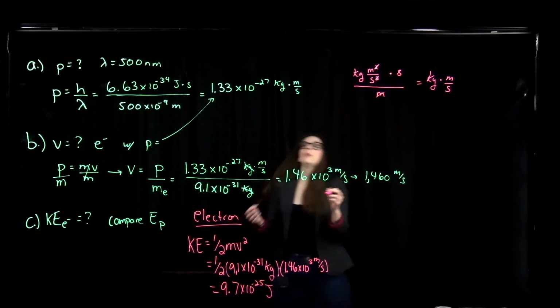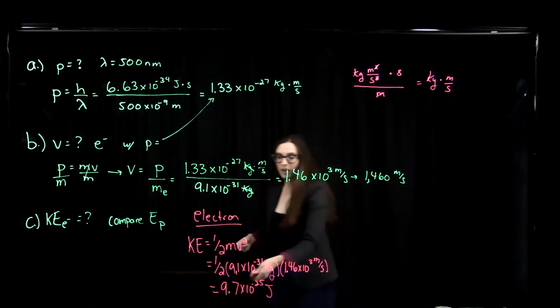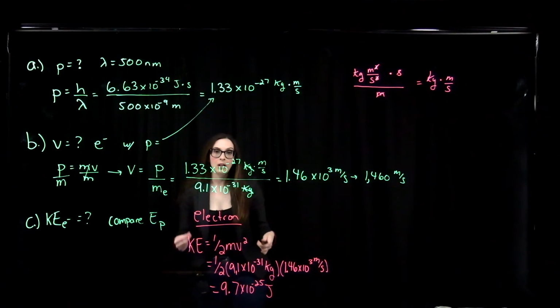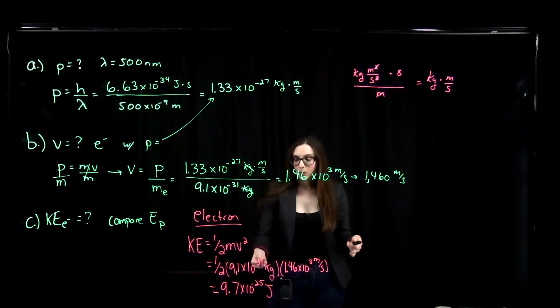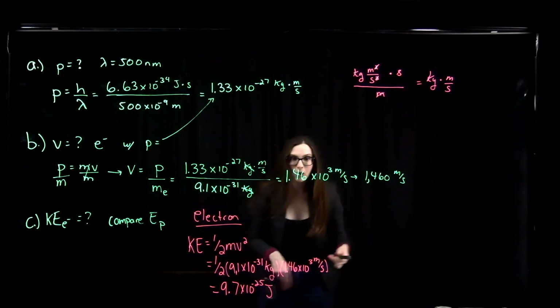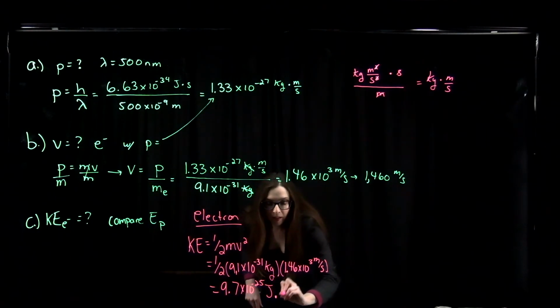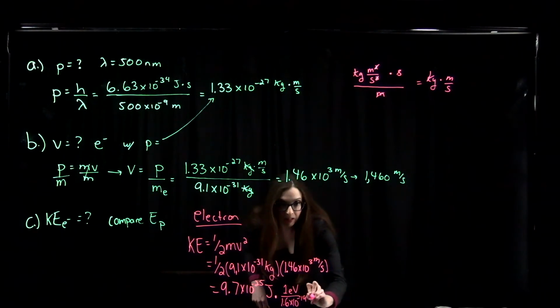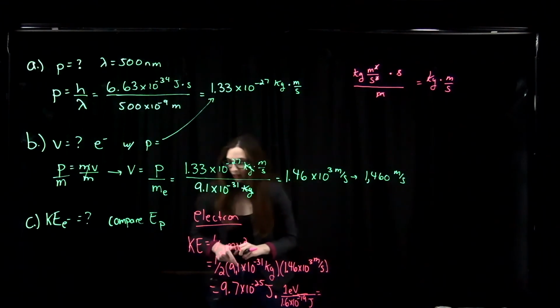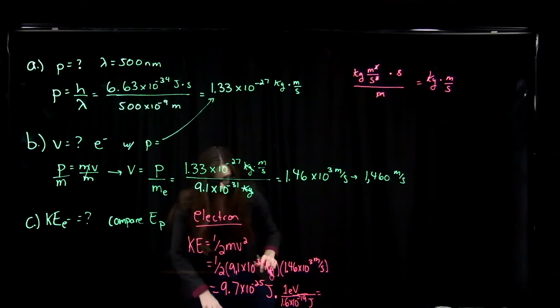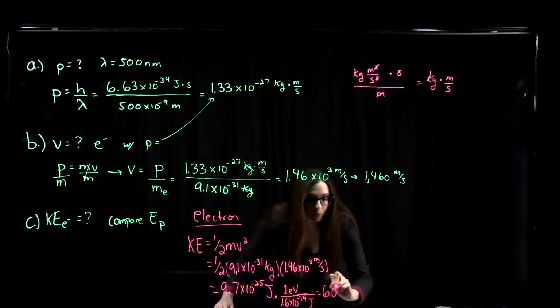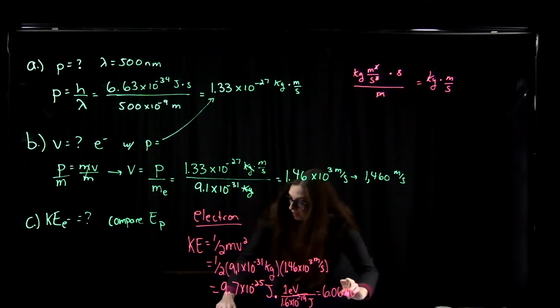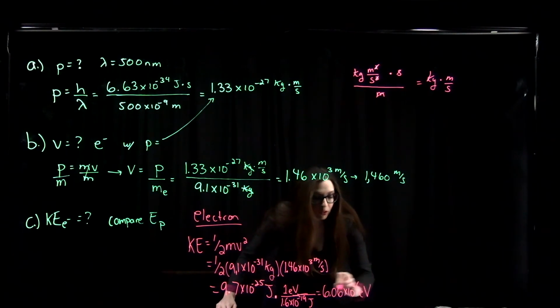Okay. But you know what? I'm going to go ahead and get this in units of electron volts. So I'm going to convert this from joules to electron volts. 1 electron volt is 1.6 times 10 to the minus 19 joules. Okay, and that gives me a kinetic energy of my electron in units of electron volts of 6.06 times 10 to the minus 6 electron volts.